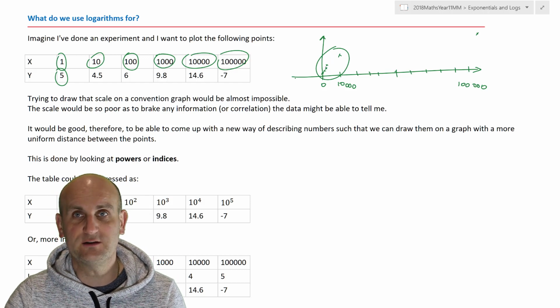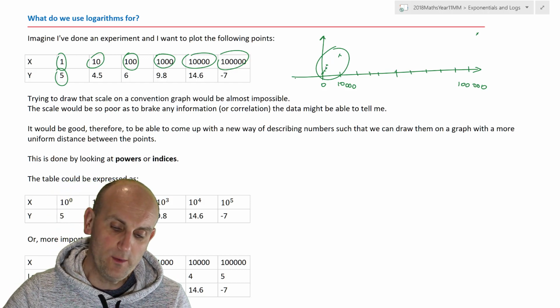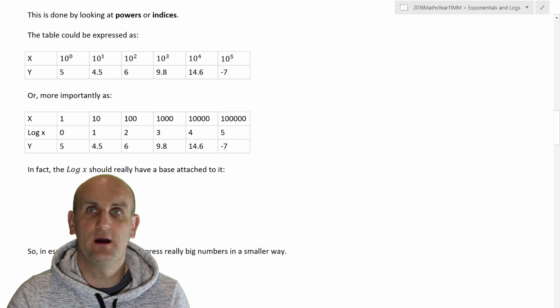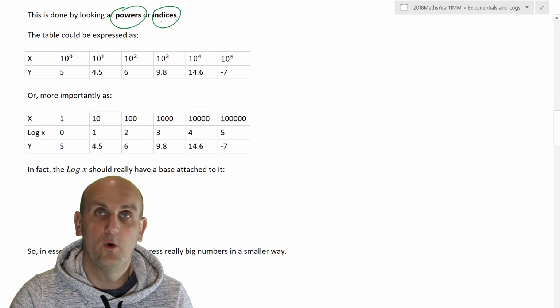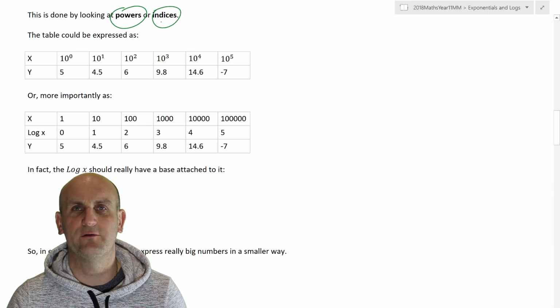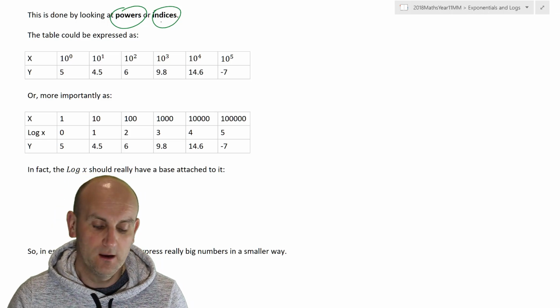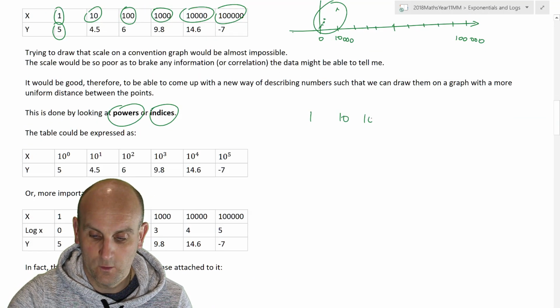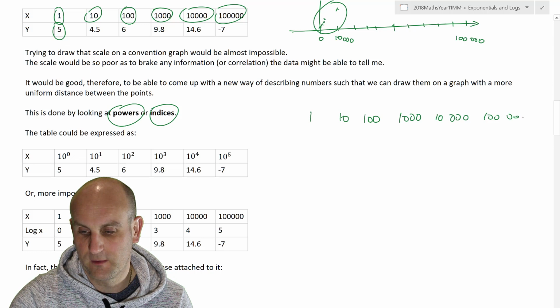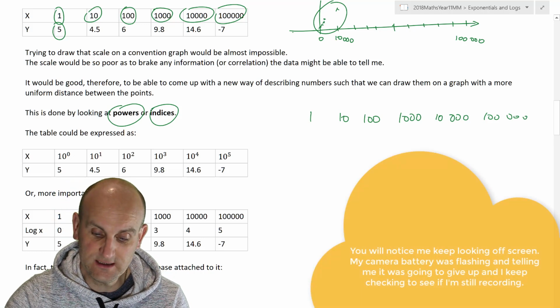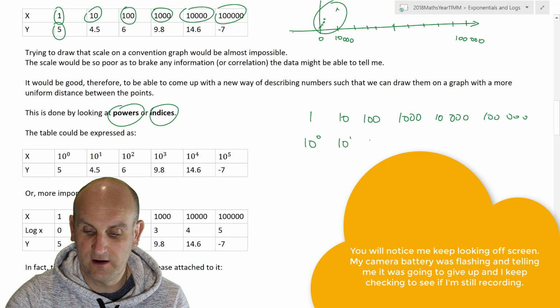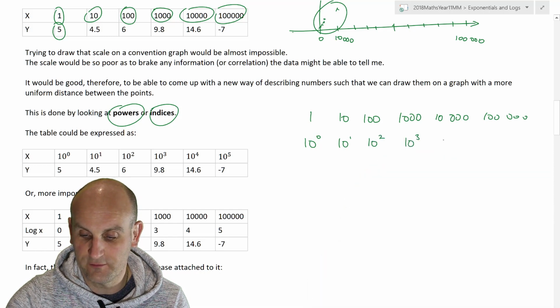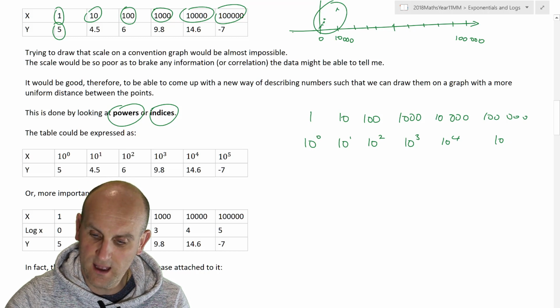Well, that's where we come up with a whole new numbering system. And what we actually do is we look at the idea of having powers or indices. And you're going to say, oh, what do you mean by powers or indices? Well, literally floaty numbers. Now, as it turns out, I know that the numbers 1, 10, 100, 1,000, 10,000, and 100,000 are all actually powers of 10. So this is actually 10 to the power of 0, 10 to the power of 1, 10 to the power of 2, power of 3, power of 4, and 10 to the power of 5.